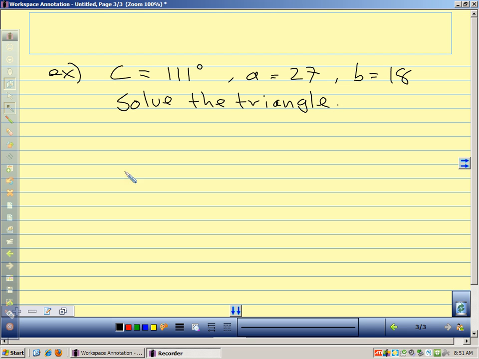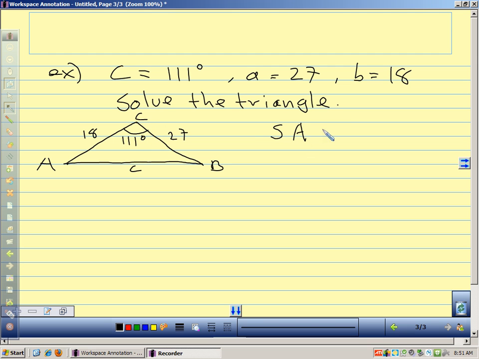So let's do a quick sketch of our triangle, just so it helps us see what we're looking at. And I'm just going to draw it this way, A, B, C. And we know that this is 111 degrees. And this is 18. Side B is 18. Side A is 27. And this is side C. So we have side, angle, side. We have two sides and the included angle. So this is a side, angle, side.